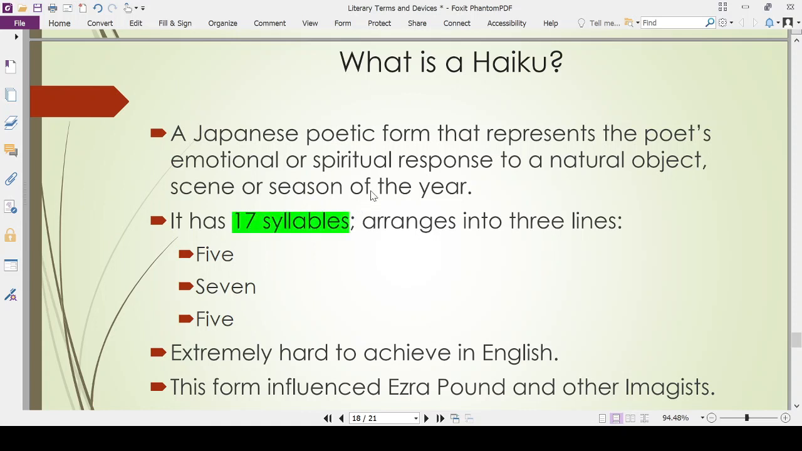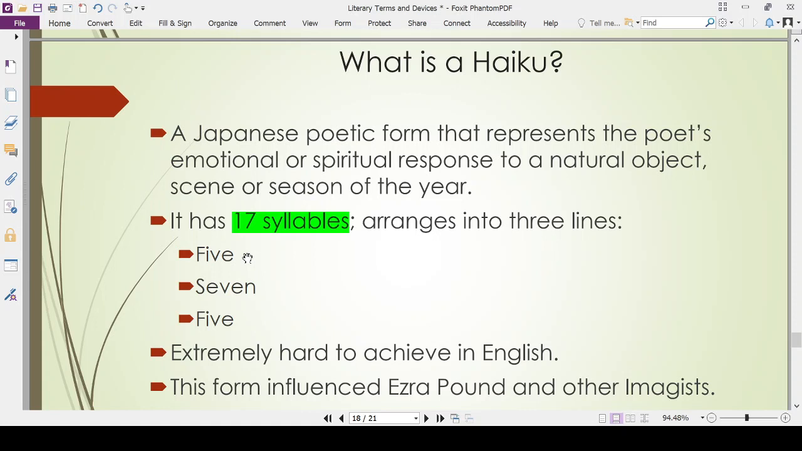And these 17 syllables should be arranged into 3 lines with this formula. The first line should only have 5 syllables. The second line should have 7 syllables. And of course, the final line should have 5 syllables.